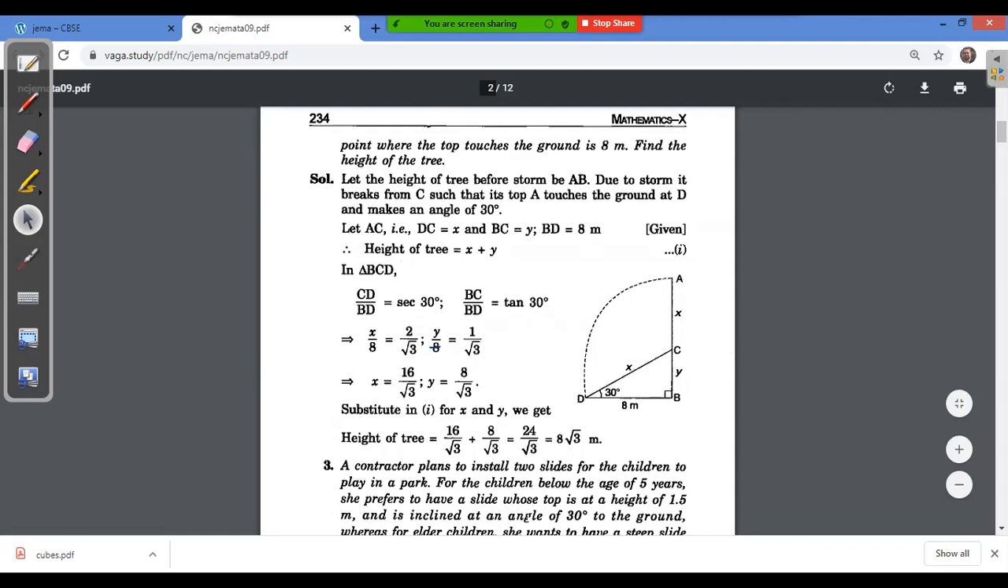Right? I hope it's clear. So first I have used tan and I found out x, then I have used cos to find out y, then I have added x and y to get the height of the tree.